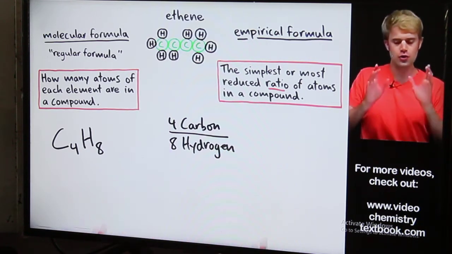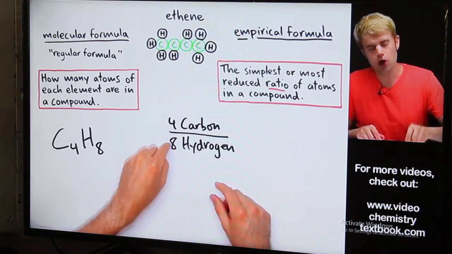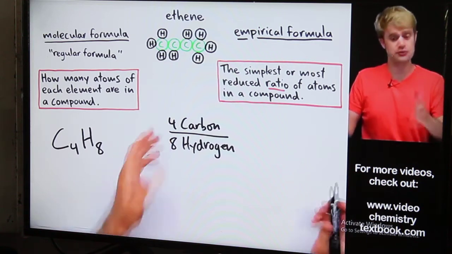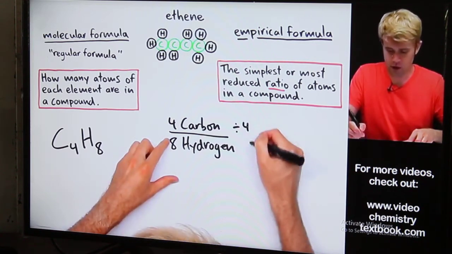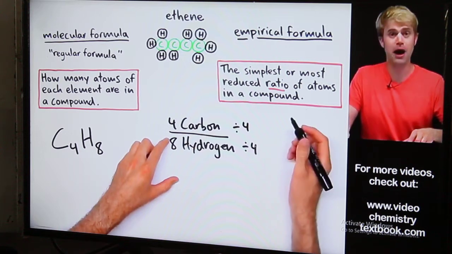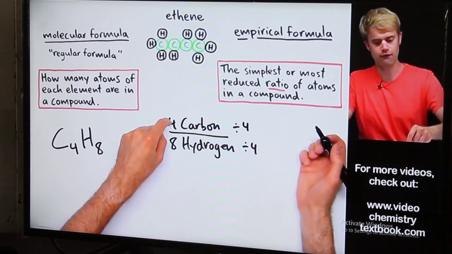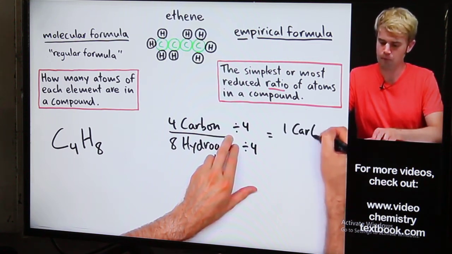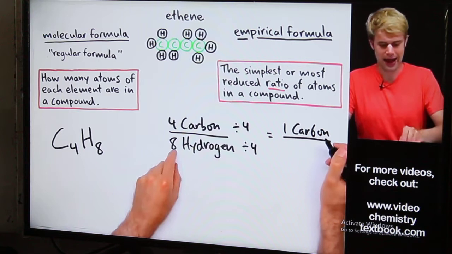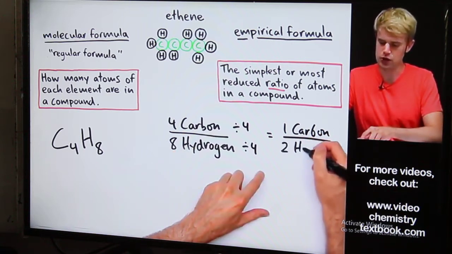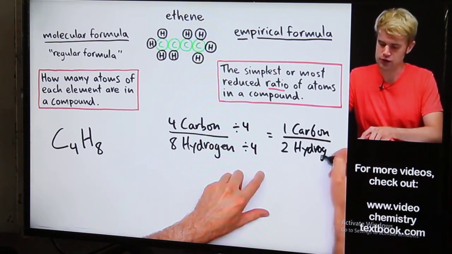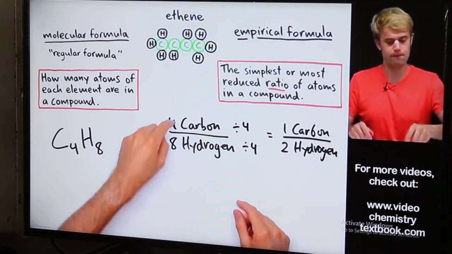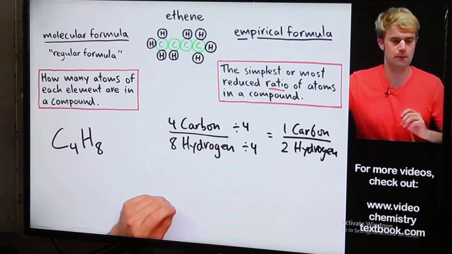You think, what is the largest number that you could divide both of these by? And in this case, it's 4. We can divide the top by 4, and we can divide the bottom by 4. And when we do that, 4 divided by 4 will give us 1 carbon over 8 divided by 4, which is 2 hydrogens. And this is now the simplest or most reduced form of this fraction ratio.